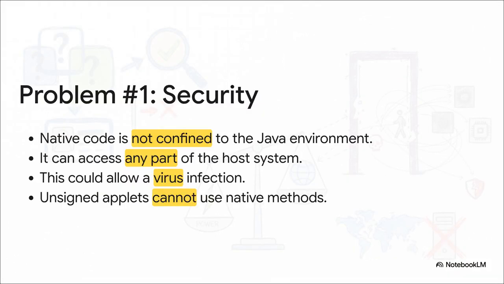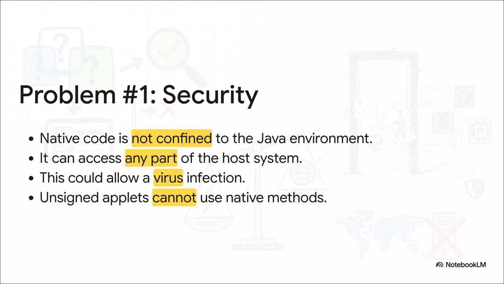Okay, let's talk security first. You know how the whole point of the Java virtual machine is that it's a sandbox, a safe, contained little playground where your code can run without messing up the rest of the computer? Well, native code takes a sledgehammer to that sandbox. It just shatters it. That native code runs with the same permissions as any other app on the machine. It can read your files, open network connections, do whatever it wants.